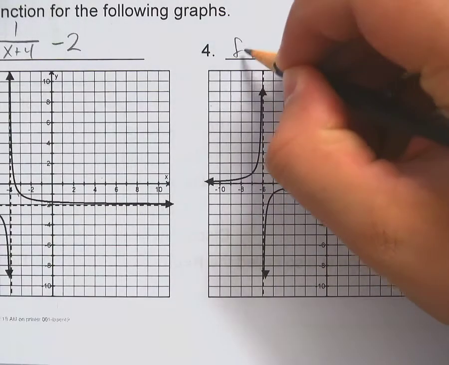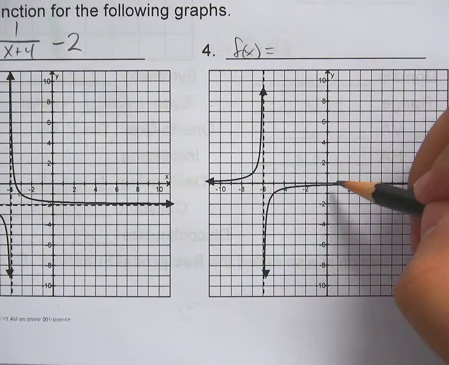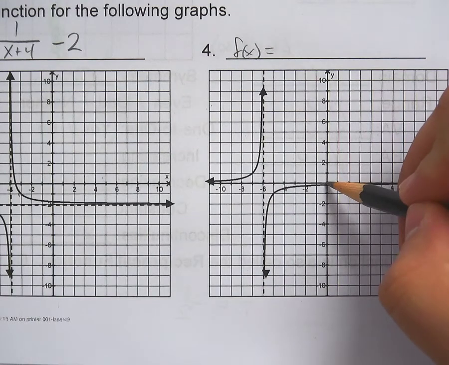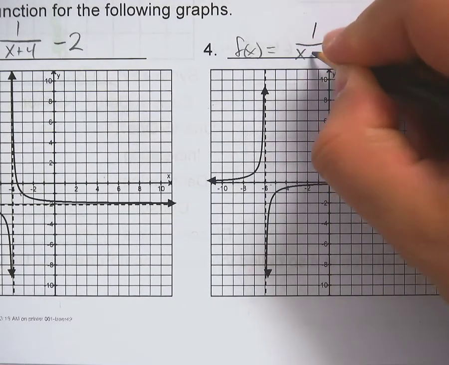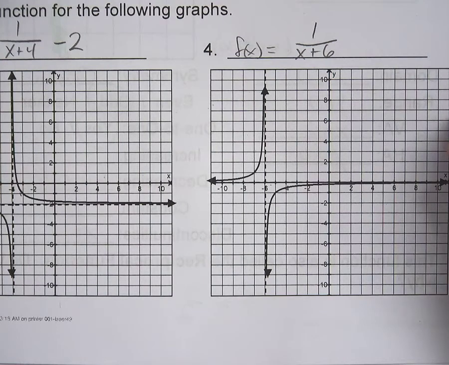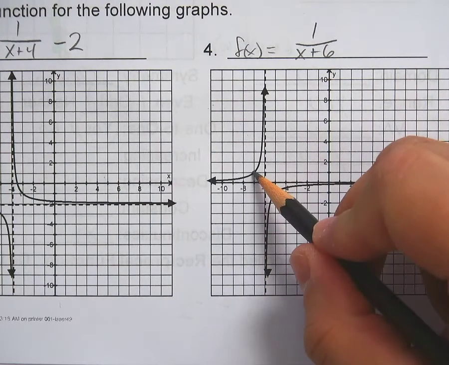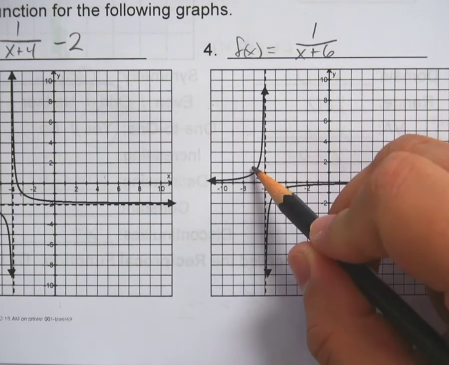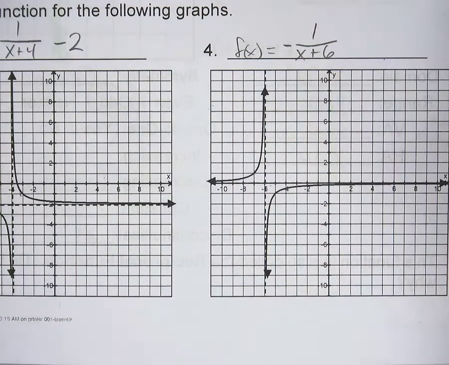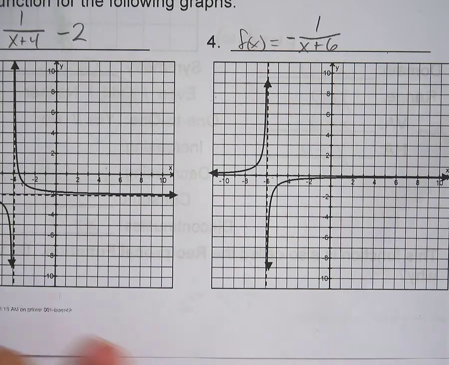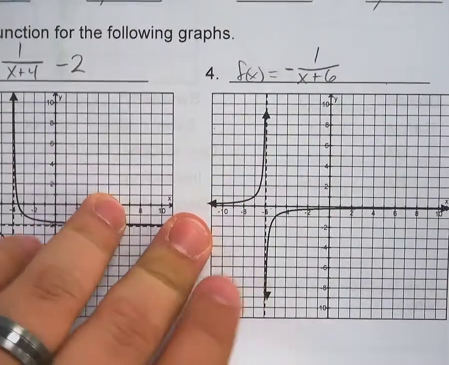These over here, looks like I'm not moving up or down at all. My horizontal asymptote is still 0, but I am moving left 6. And then notice my graph is negative because I'm up here in what you can kind of call the second quadrant. So I'll need a negative out there. So it's not terrible.